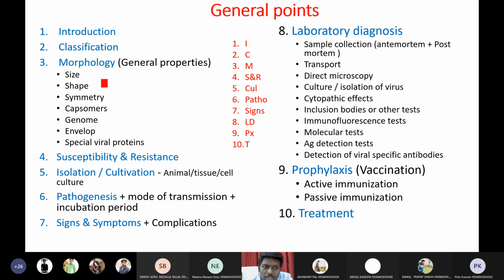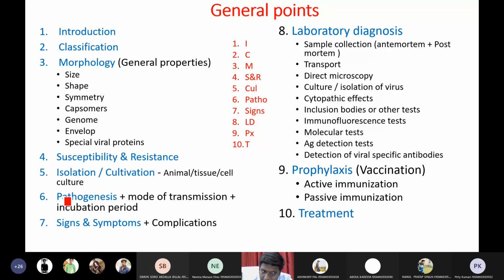Then you need to write its susceptibility and resistance. What agents will kill the virus and what agents is the virus resistant to? Then you should write how to isolate and cultivate the virus. In the isolation and cultivation, you need to write how you will do animal inoculation, tissue culture, and cell culture.